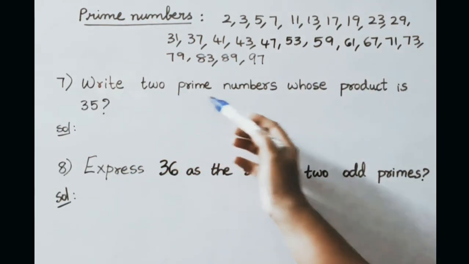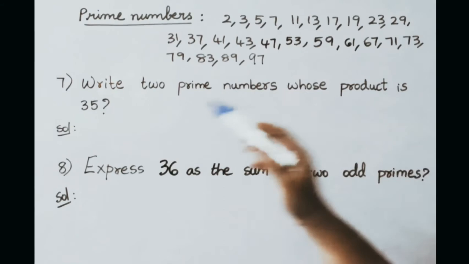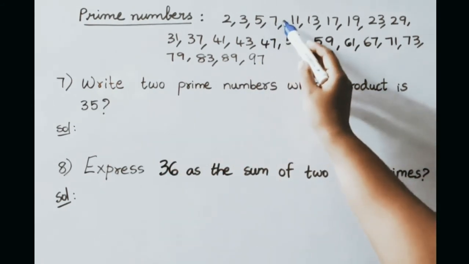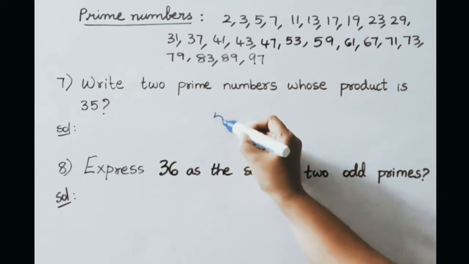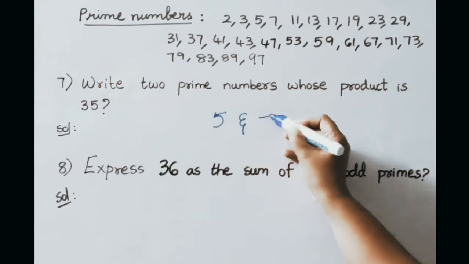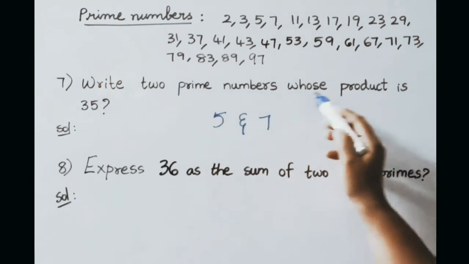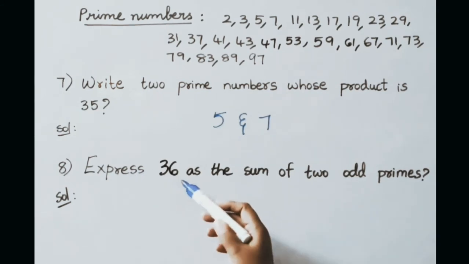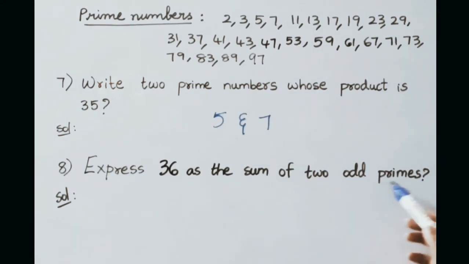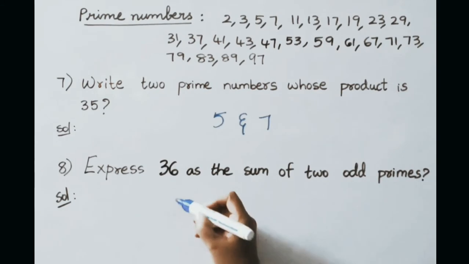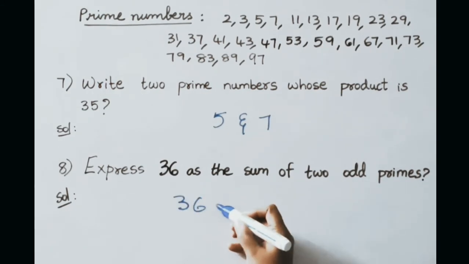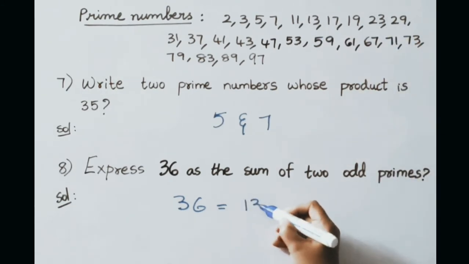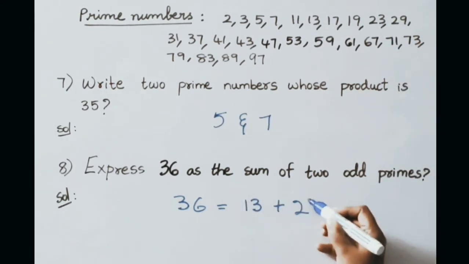See the seventh question. Write two prime numbers whose product is 35. See the prime numbers list. 5 into 7 is 35. So write down 5 and 7 are two prime numbers whose product is 35. See 8th question. Express 36 as the sum of two odd primes. 36 can be written as sum of two odd primes, that is 13 plus 23 makes 36.